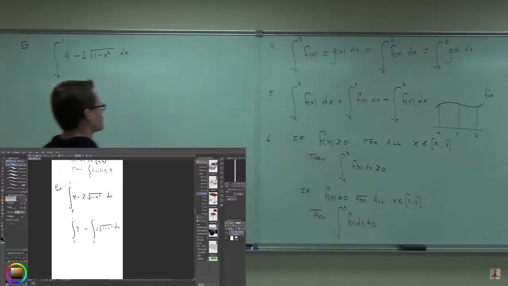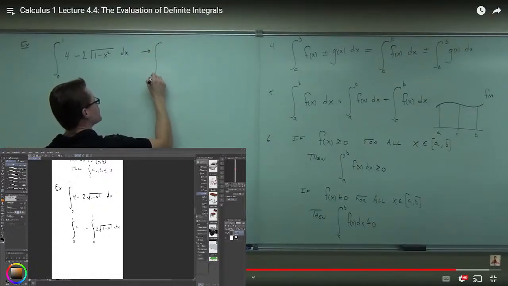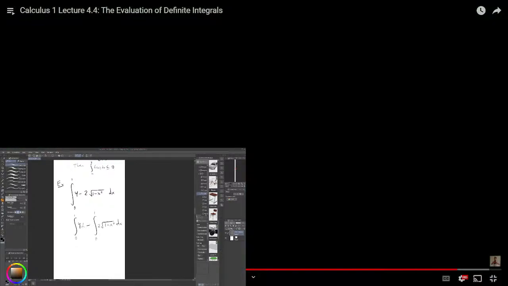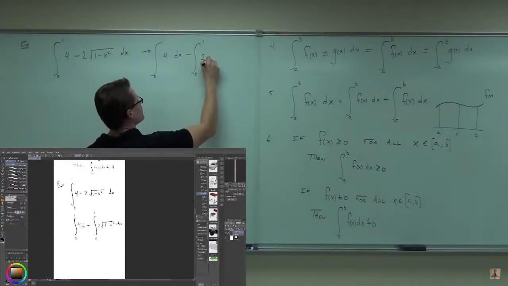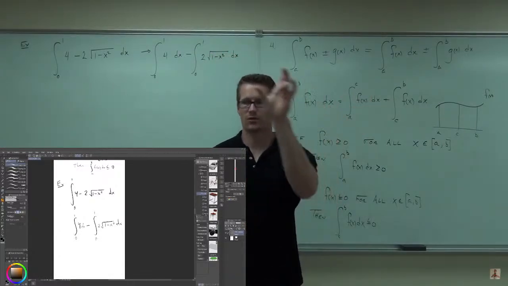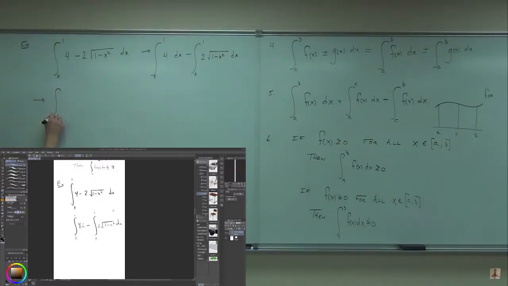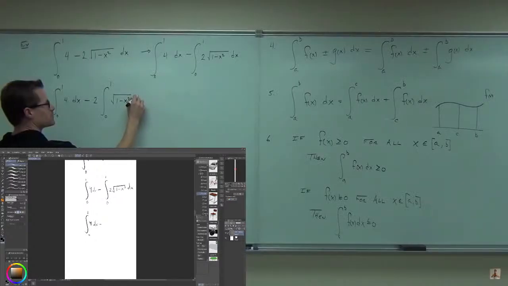Definitely separate. So from 0 to 1 of 4dx minus, tell me something else I could do on the second part of it. After I write this way, I'll write every step for you. Yeah, absolutely. I can pull that constant 2 out in front of my integral. You okay with that so far?